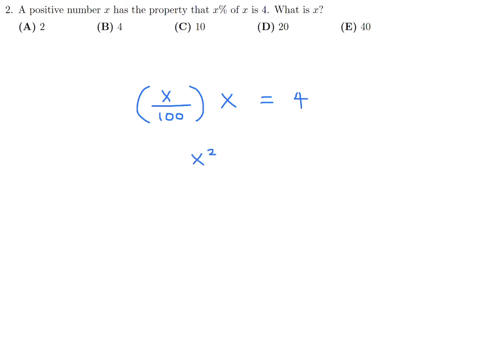This becomes x squared over 100 is equal to 4. And therefore x squared is equal to 400. Take the square root and we get x is equal to 20. So number 2, the answer is D.